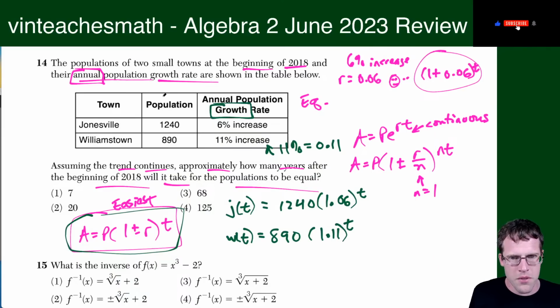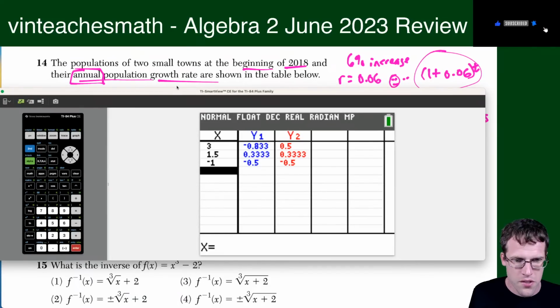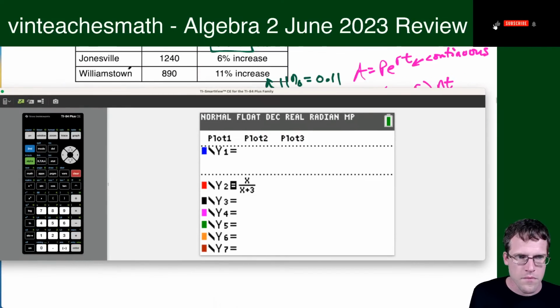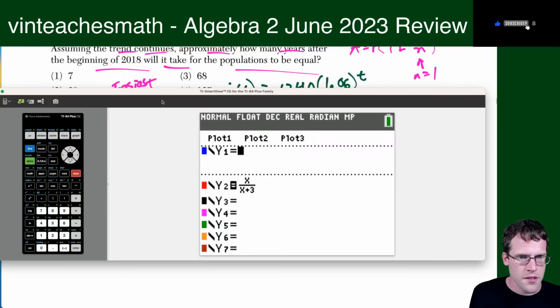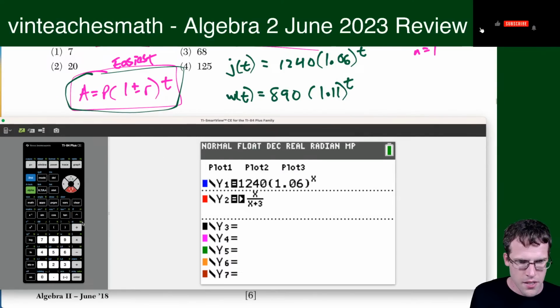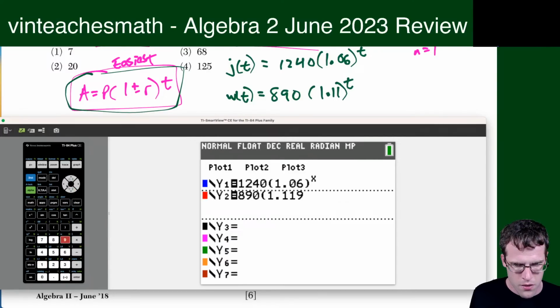All right, you could do algebra here, but you have a calculator. Don't do that to yourself. So I'll just go to the calculator. And let's see, scroll down a bit. J of t was 1240 times 1.06 to the t power. And then this one was 890. So clear that. 890 times 1.11, don't hit 9, parenthesis to the power t.